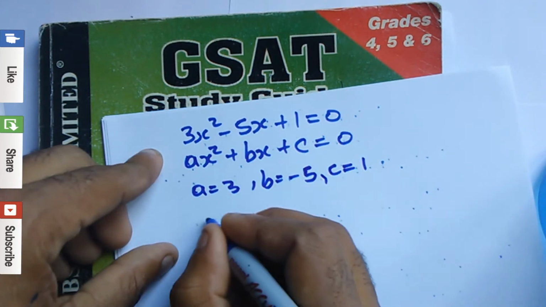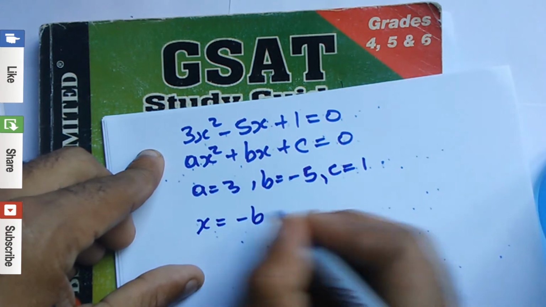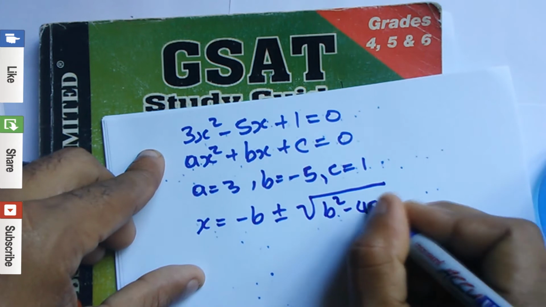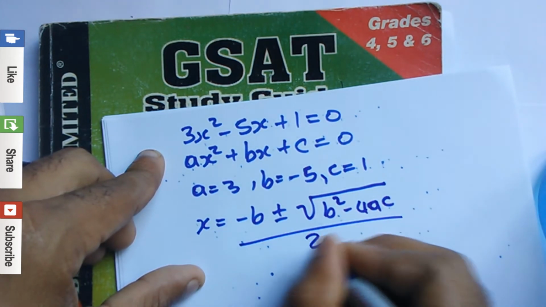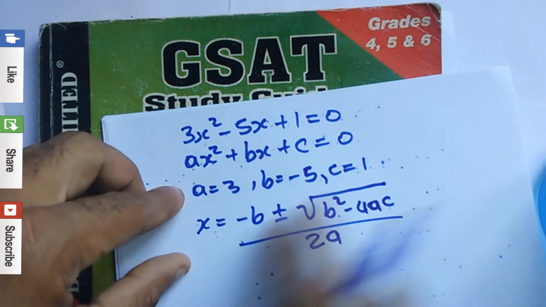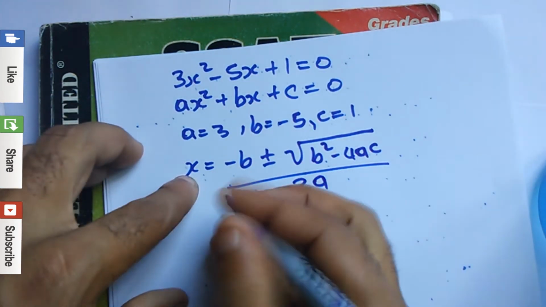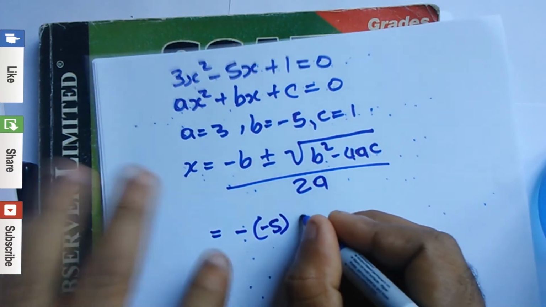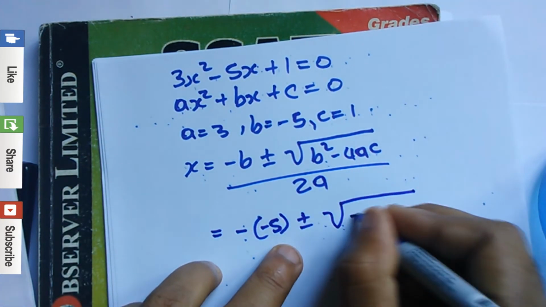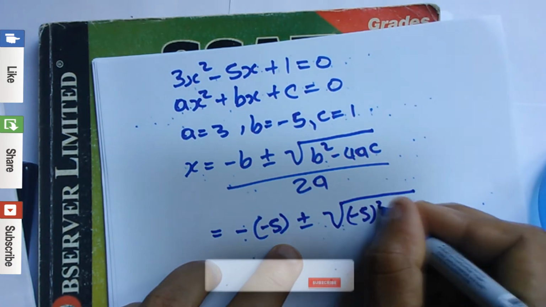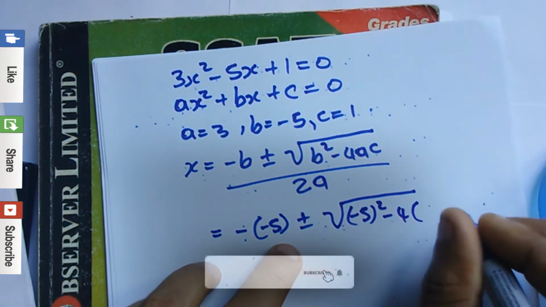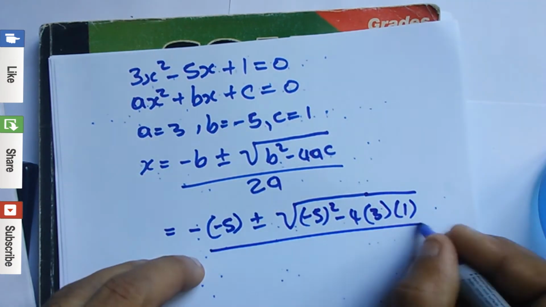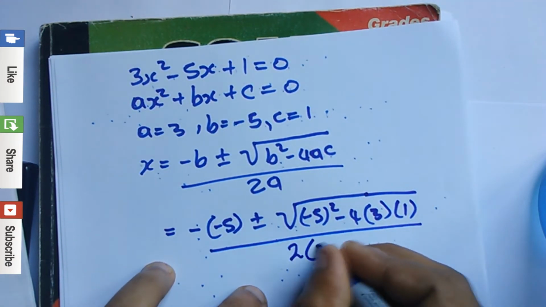So the quadratic formula is x equals minus b plus or minus the square root of b squared minus 4ac, all over 2a. So we just substitute these values and compute them. So it's equal to minus bracket minus 5 plus or minus the square root of minus 5 squared minus 4 times 3 times 1, all over 2 times 3.